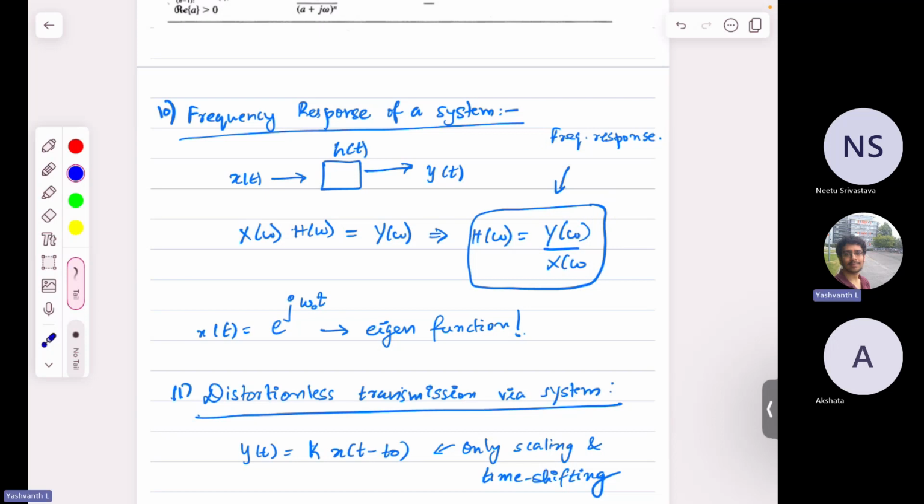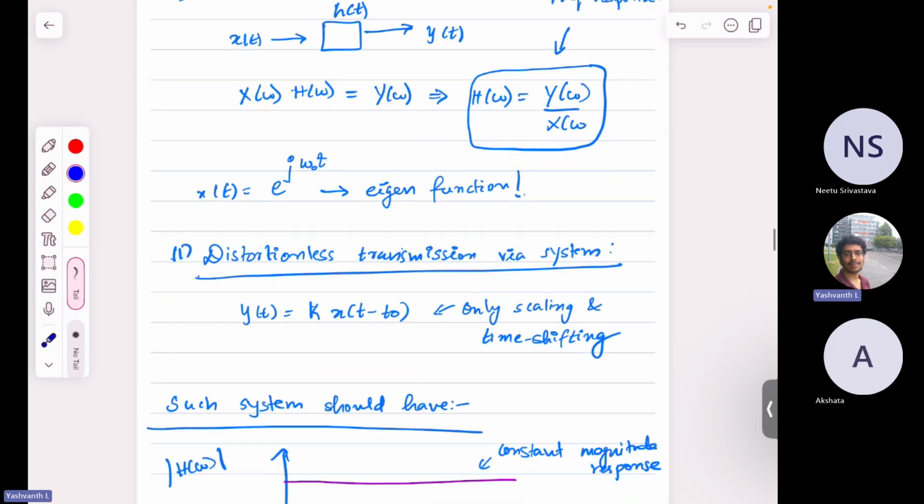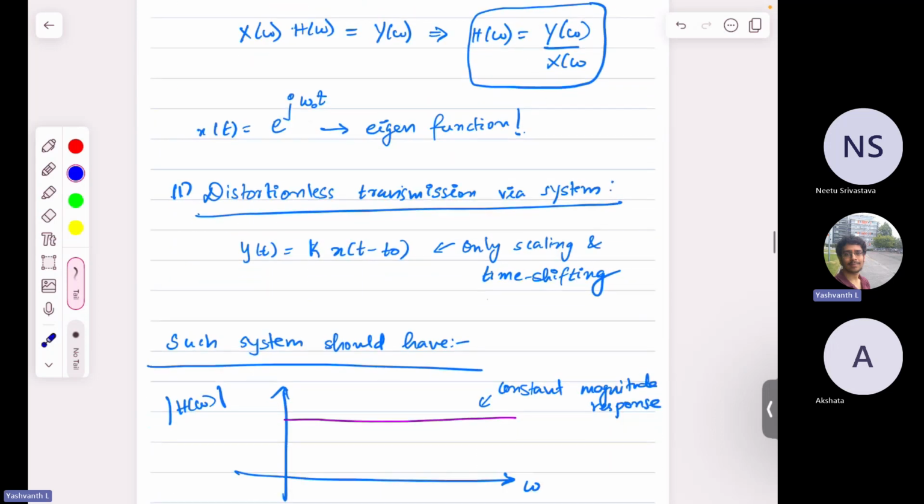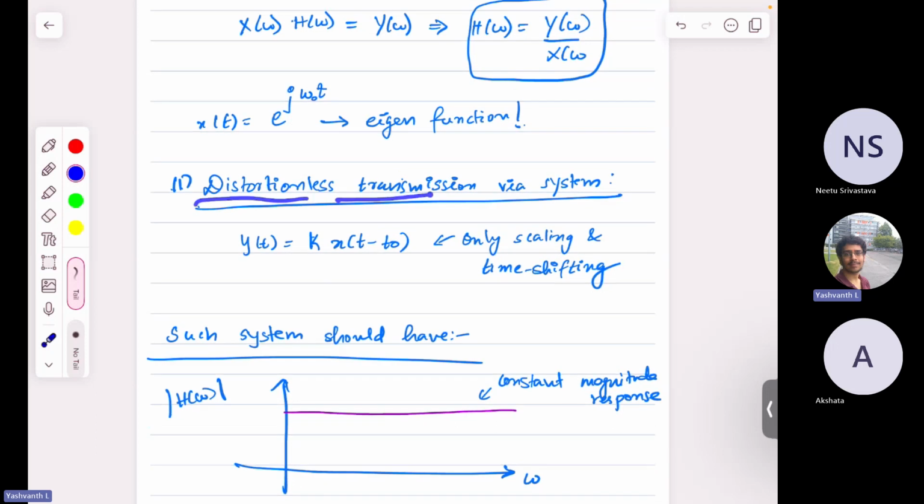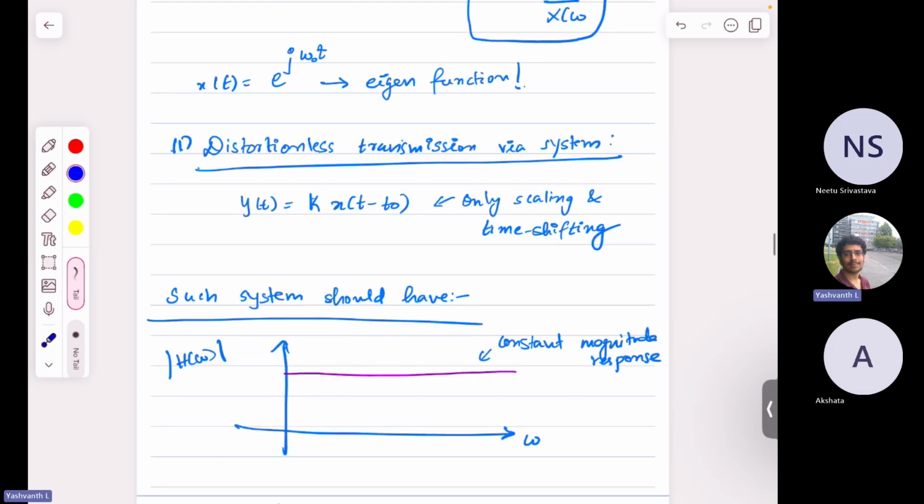For such a system, x of t equal to e raised to j omega naught t is what is called an eigenfunction. Now there is another notion called distortionless transmission via a system. What does it mean for a system to be distortionless? It means that the output of a distortionless system, y of t, must be a scaled and delayed version of your input. The output can only be scaled by some number k, and it is allowed to just delay your input signal.